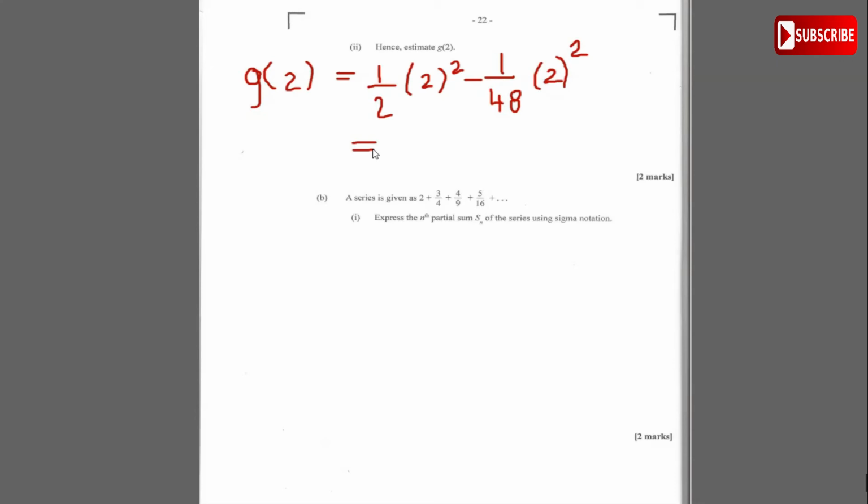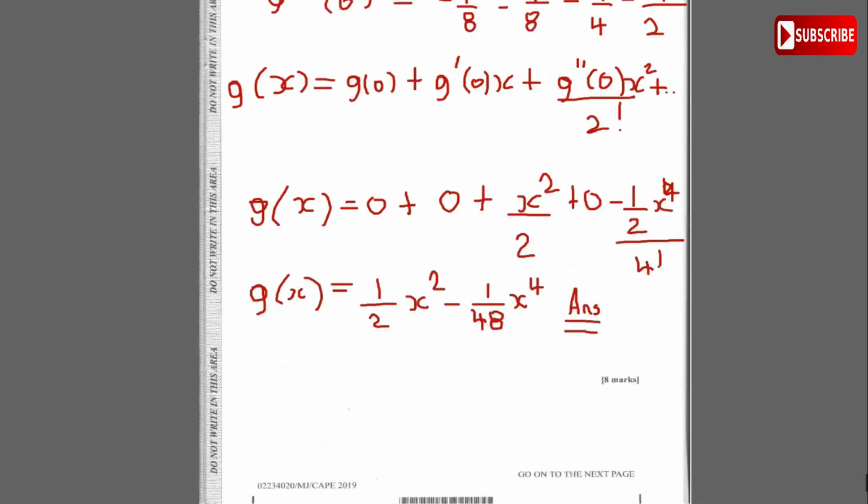That is 1.9166. So I'm getting 1.917. Probably I should round off to 3 significant figures. I write it as 1.92. Looking at it now, 1.92.